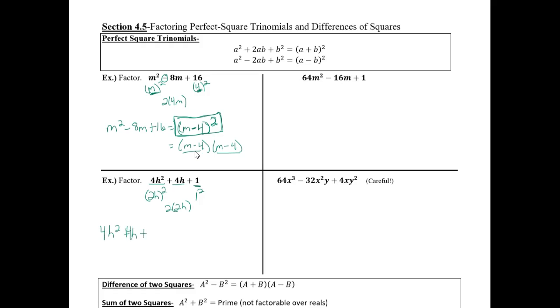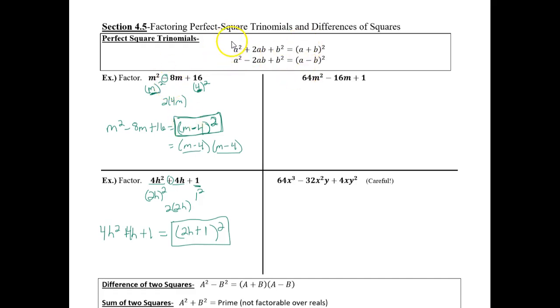And when I go to factor it, oops, there's a 4 there. I know it's going to factor into 2h, since 2h times 2h gave us the first term, and the middle term was positive, so this is going to be positive, and 1 times 1 gives us 1. And then take that binomial and square it, and that would be the 4h squared plus 4h plus 1. Again, you could expand it out and multiply to check yourself.